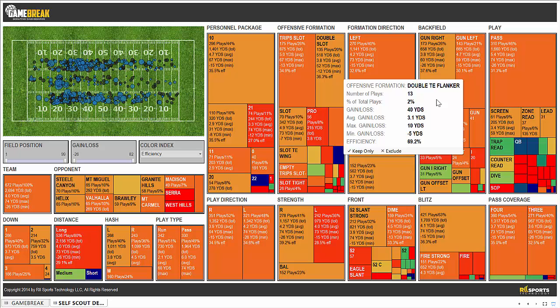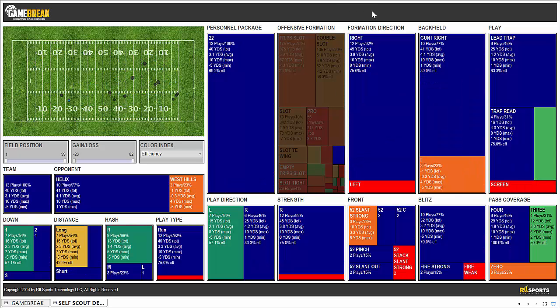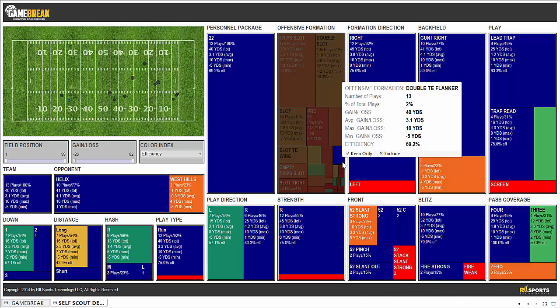Now, if I want to figure out why, or understand a little bit more about what was behind all that, I can simply click on this specific box. When I do that, everything is going to filter around this spot. So what I'm looking at right now is every play that opposing offenses ran against his defense from this double tight end flanker formation.